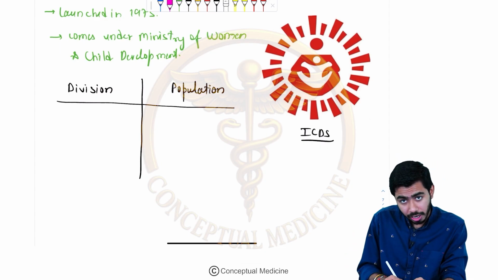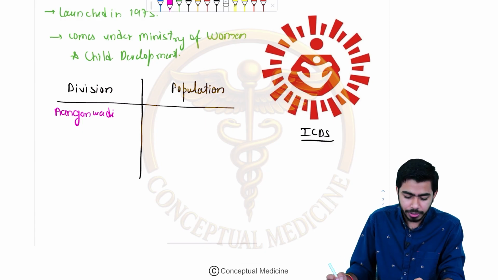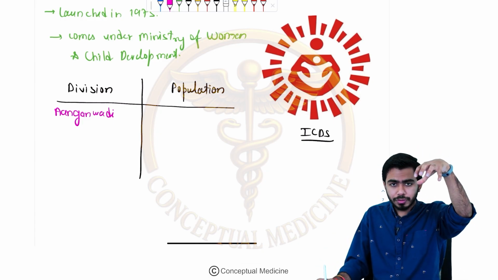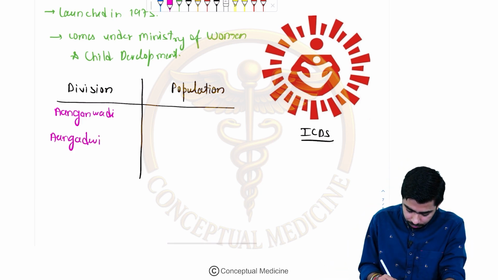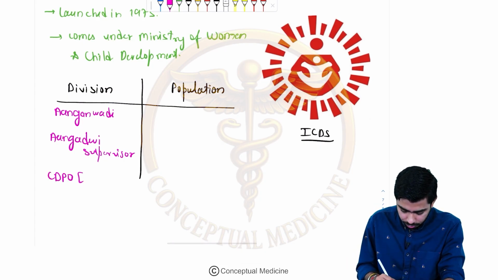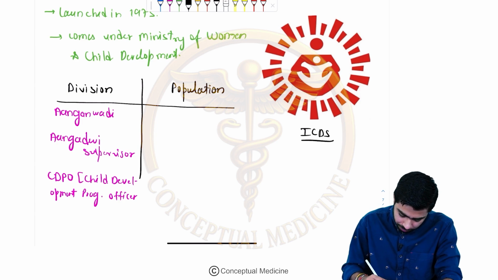One is the Anganwadi. At the basic level, Anganwadis are working. Obviously you might have heard about this Anganwadi. Then there is the Anganwadi supervisor, and above the Anganwadi supervisor there is the CDPO, the Child Development Program Officer.